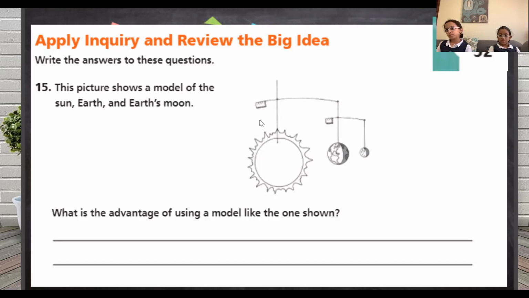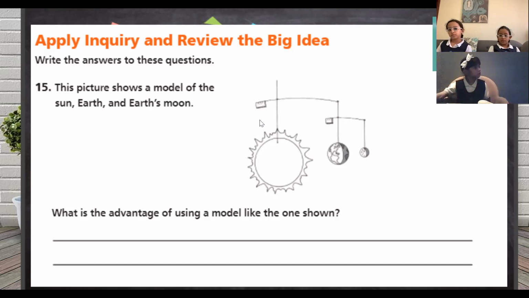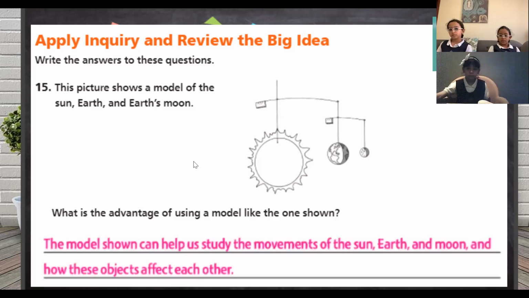Let's see the answer over here. Guys, it's an open question, so whatever you think, it can be correct, okay? So the model shown can help us study the movement of the sun, earth, and moon, and how these objects affect each other. Just like Maria said, the same thing. But if you want to write what Gamar said also, it's fine. Both are fine. I'll give you 1 minute to write. Only 1 minute, guys. Okay?